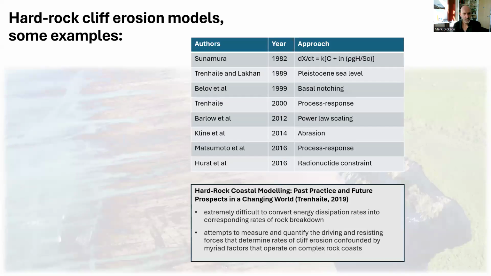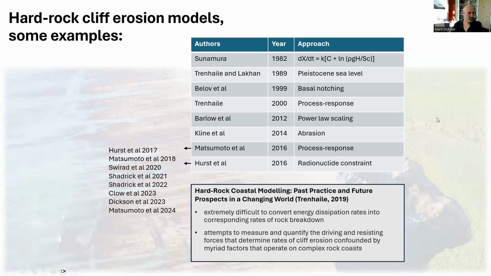So where are we at with hard rock erosion models? A lot of work has been done in this field. I point people in particular to Trenhaile's recent review of hard rock coastal modeling. He makes the point that it's extremely difficult to convert wave energy dissipation rates into corresponding rates of rock breakdown. He makes the point that attempts to measure and quantify the driving and resisting forces that determine cliff erosion continue to be confounded by myriad factors that operate on complex rock coasts. So the models that we have remain highly abstracted in their physical description of erosion.